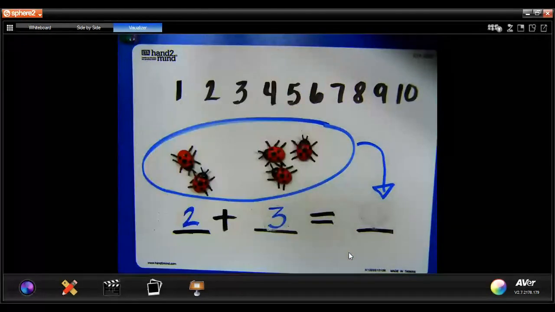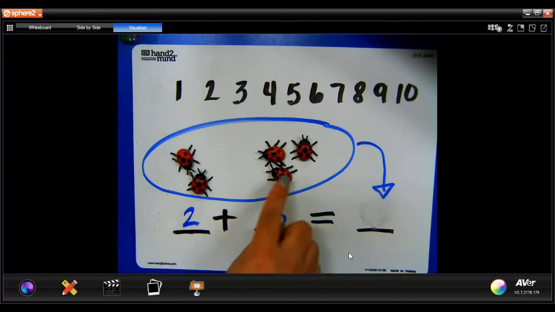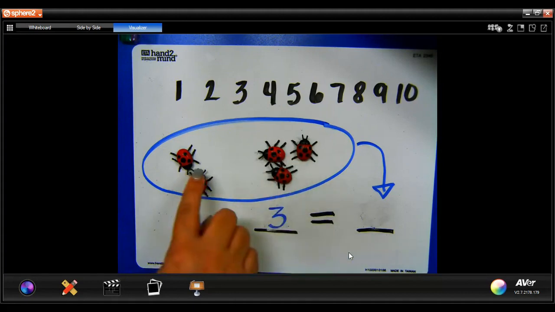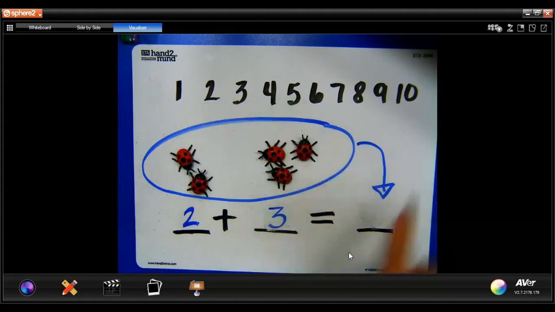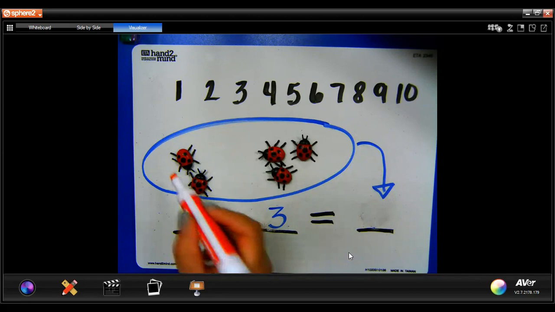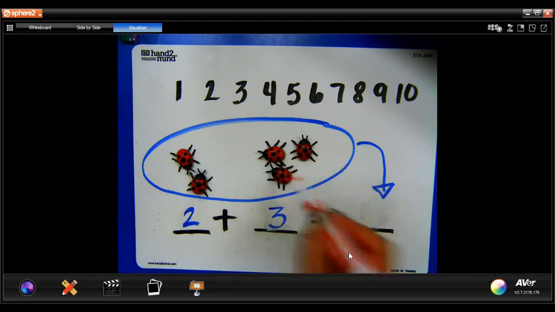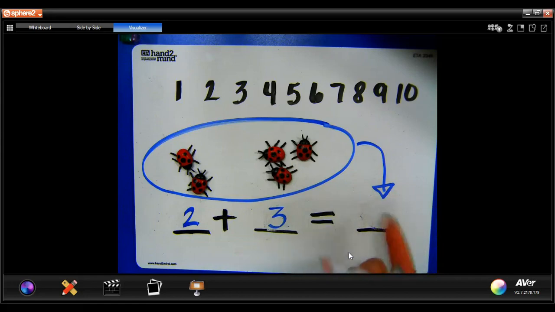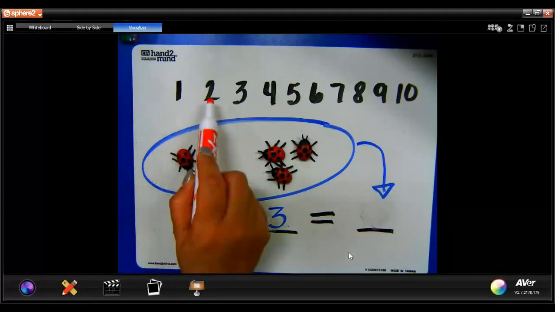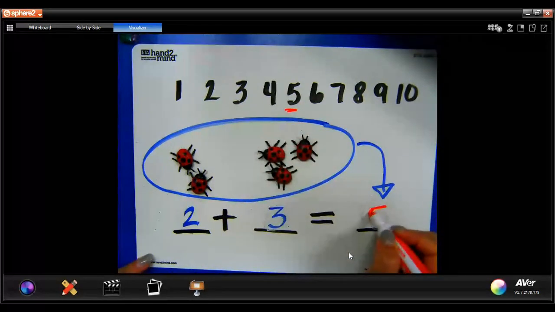A good word problem for this could be there were 2 ladybugs on the ground and then 3 more joined them. How many do we have in total? So in order to get that total, we need to add them all together. So let's add them together. 1, 2, 3, 4, 5. Remember, if you're having troubles with your numbers, you can always go 1, 2, 3, 4, 5. That one's 5, so that's the number we're going to put here.